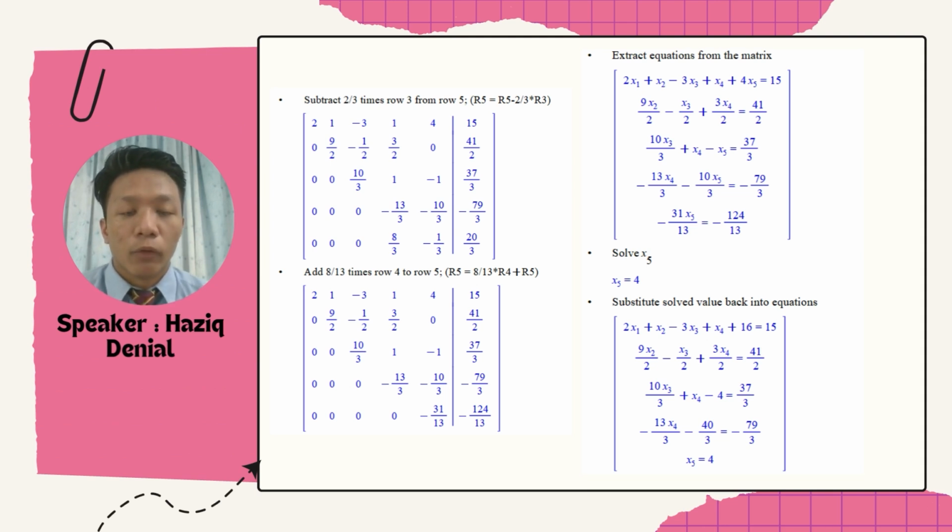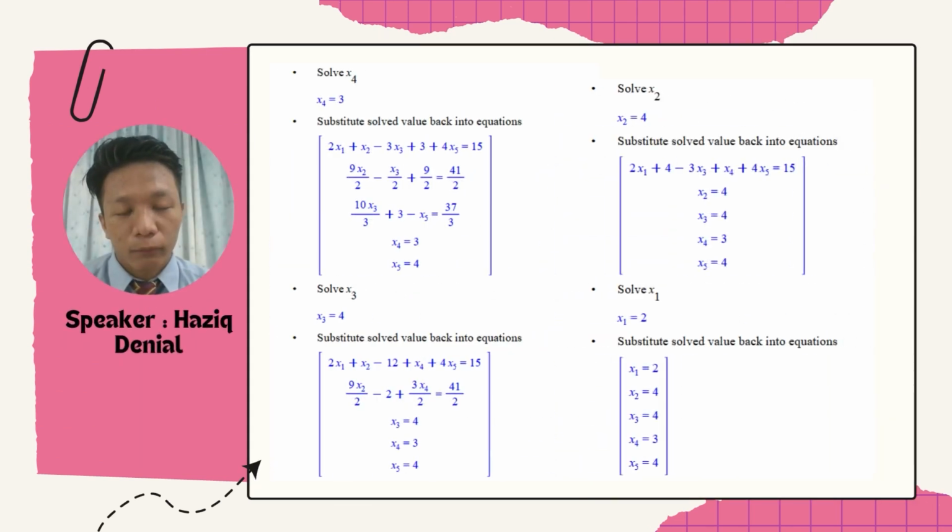And after we have completed all the steps, we can extract the equations from the matrix so that we can find our x5. After we extract the equation, the value of x5 will be like in the slide. After we find the value of x5, we can solve the other equations by finding the other values of x, such as x4, x3, x2, and x1.